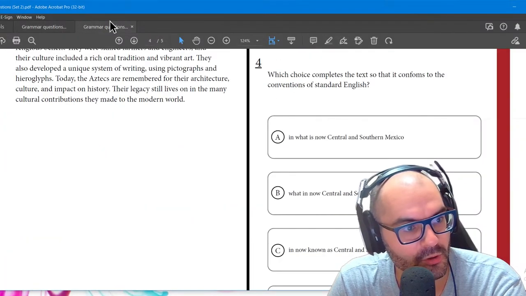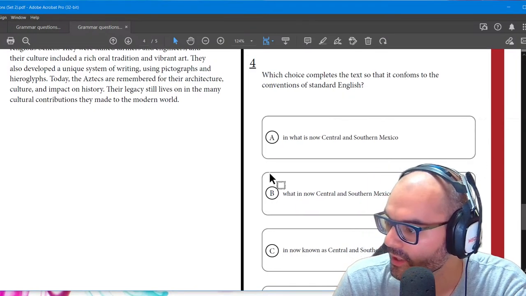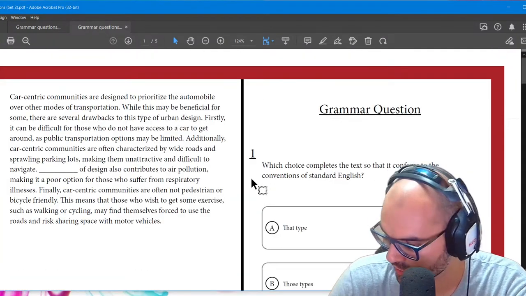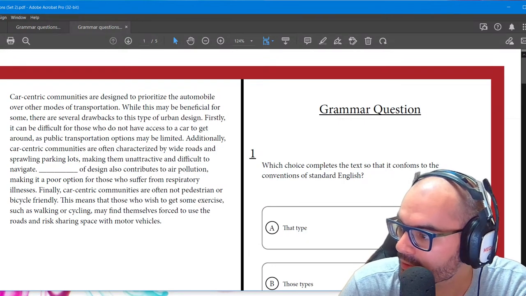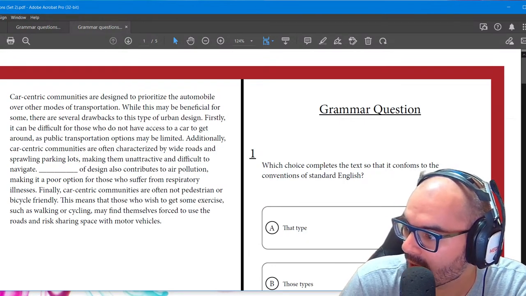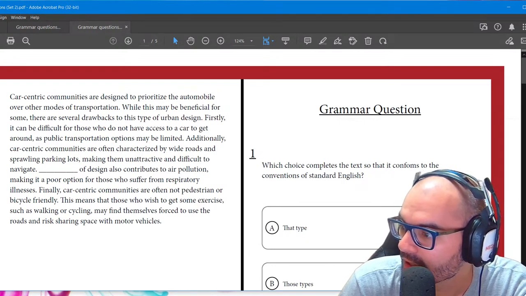Let's crack open those grammar questions set two, and then we'll go ahead and check those. I've already got a couple people's answers for this, but if you haven't sent them yet, please do.